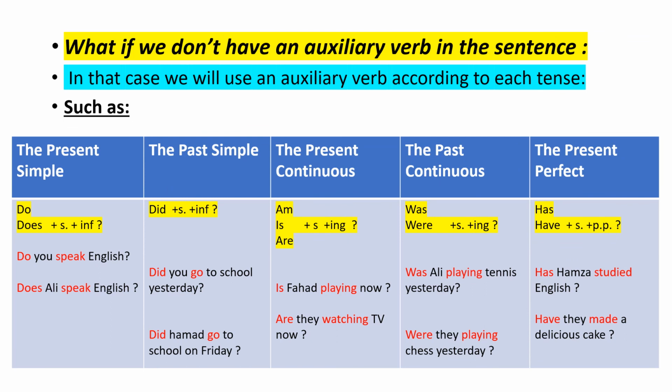As you can see, ask yourself about this question. What if we don't have an auxiliary verb in the sentence? Before we said that if we have an auxiliary verb, you can ask with the auxiliary verb as a question word. So now, what if we don't have an auxiliary verb in the sentence? What will we do? In that case, we will use an auxiliary verb according to each tense.